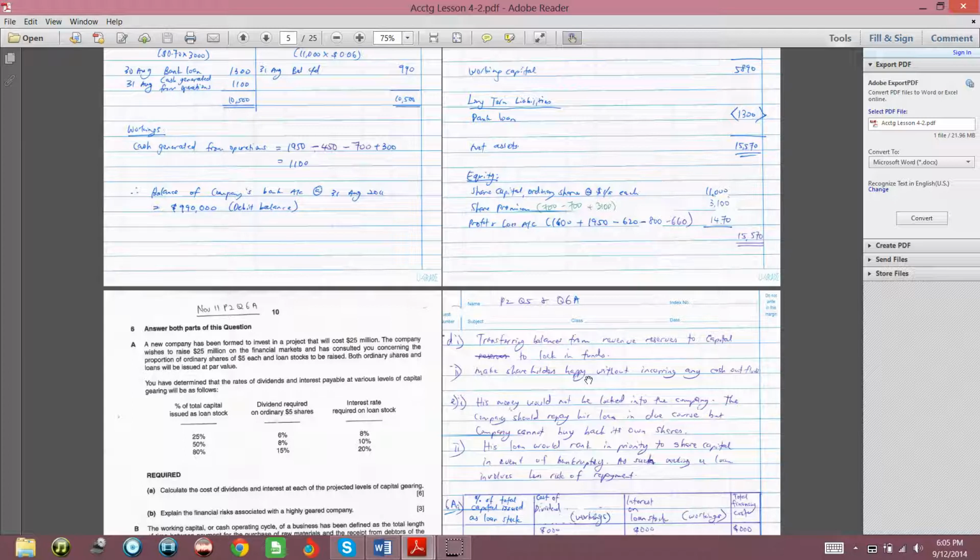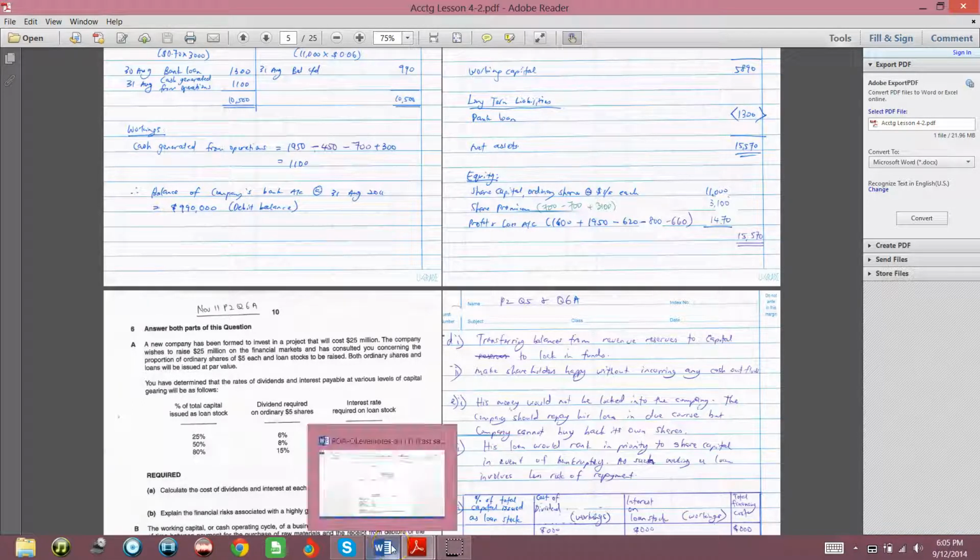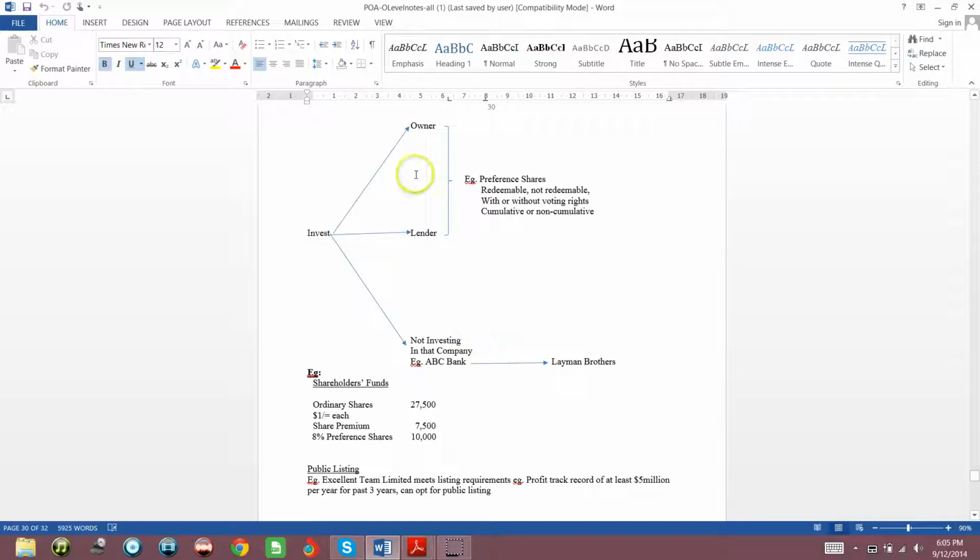Number E: give 2 reasons why the director might prefer to make a loan to a company rather than subscribe for new shares. This part I would like to take this opportunity to explain more over here. Previously I've explained this.